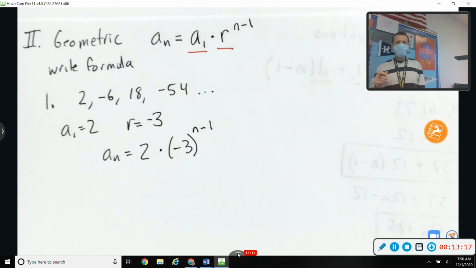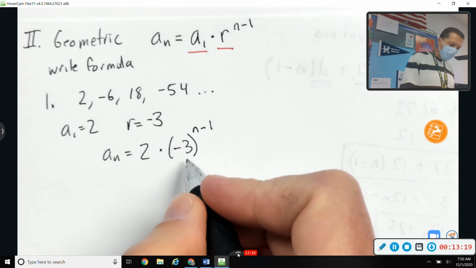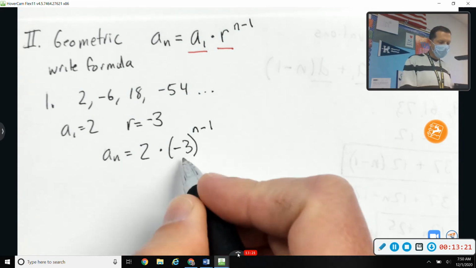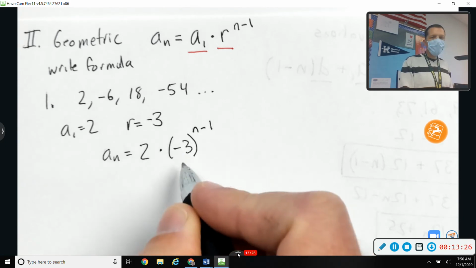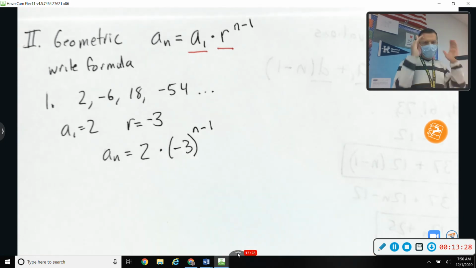Make sure that R is in parentheses, especially if it's a negative. That way you're squaring a negative, not squaring it and then sticking the negative on there. So be careful with negatives and fractions. Make sure they're in parentheses.